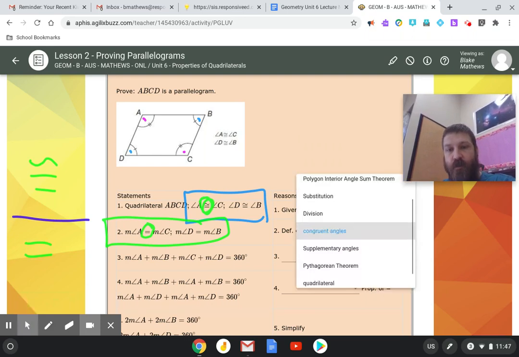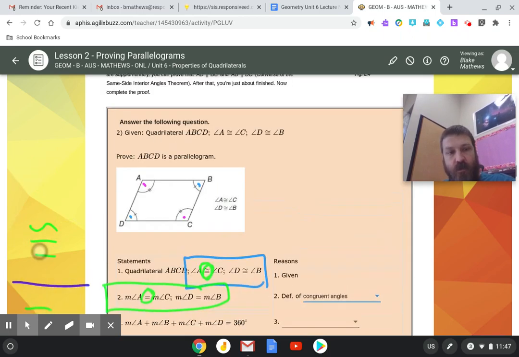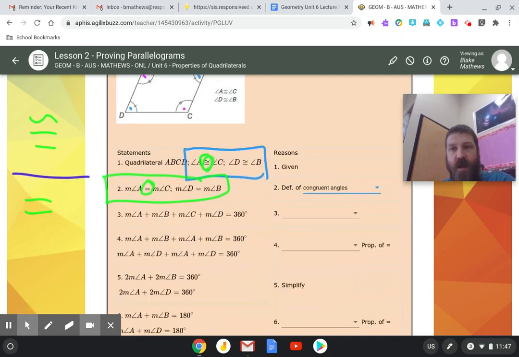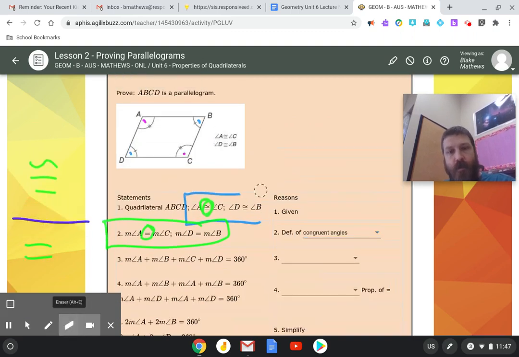Okay, congruent angles, by definition, are angles that are the same measure. So anytime you have this jump from congruent to equal, you're looking for the definition of that object, in this case, congruent angles. Then we go to our next one.